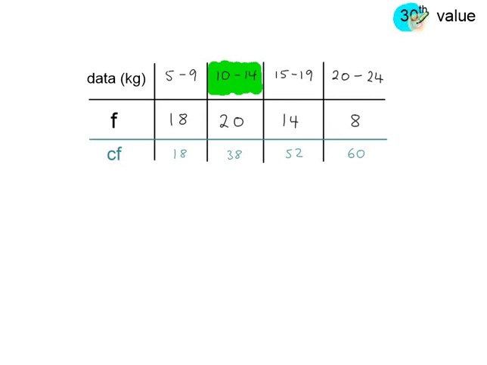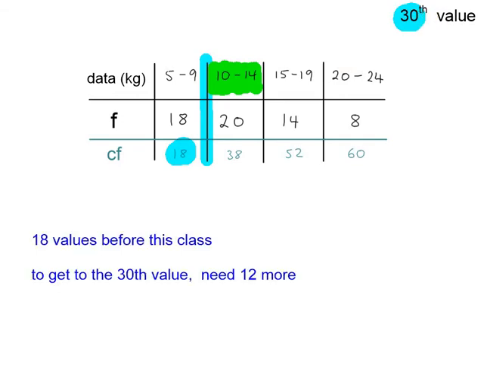To get to the 30th value, if we look at this class, to the left of this line there are 18 data values. We need 12 more to get to the 30th value. We are going 12 values in to get to our 30th data value. This is also called the frequency into the class, which is 12.